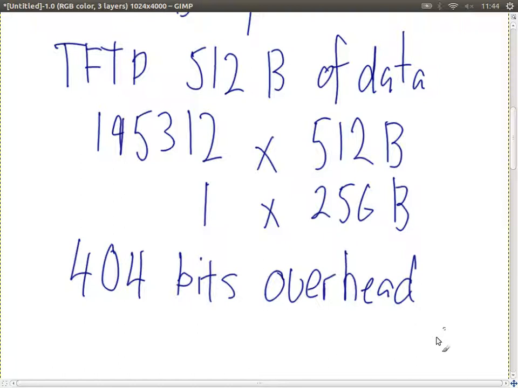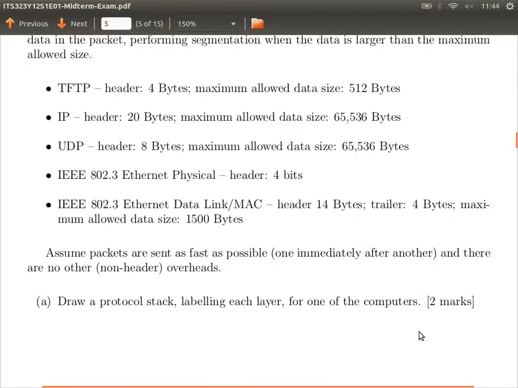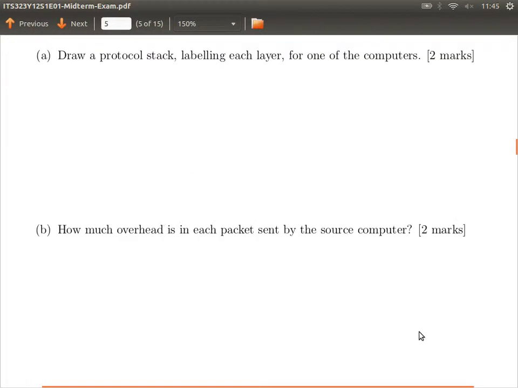In fact, what was the question? Because we've solved multiple questions here. How much overhead is in each packet sent by the source computer? Answer is 404 bits. It's the extra information we send. So part B, answer 404 bits or 50.5 bytes.